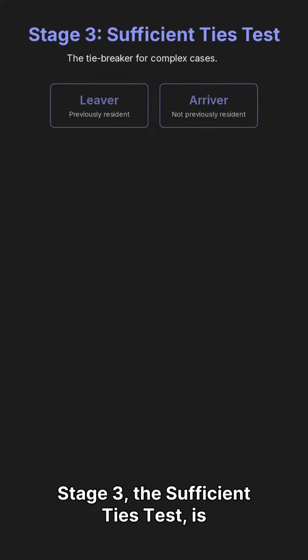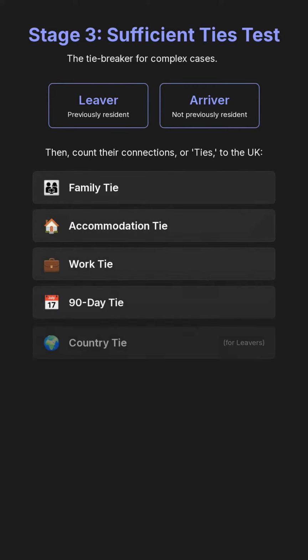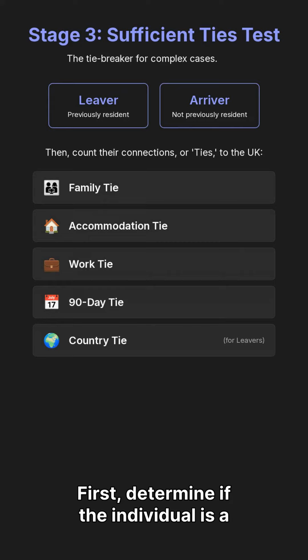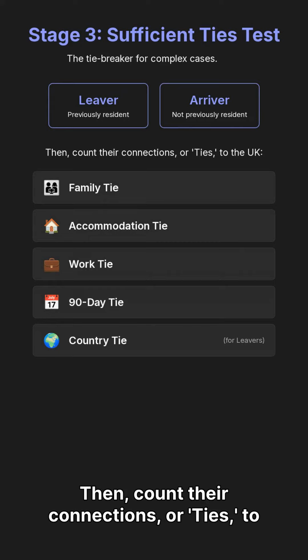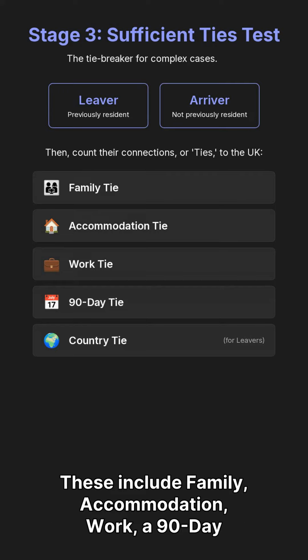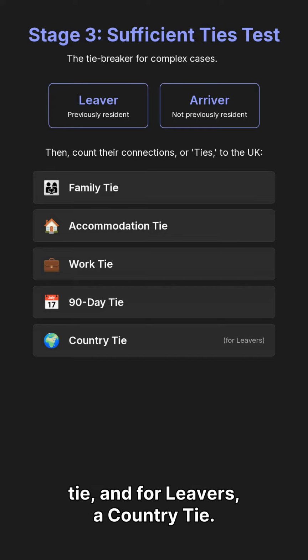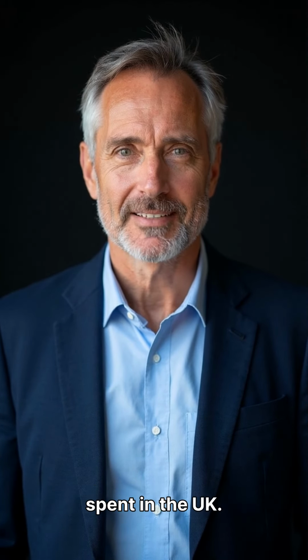Stage 3, the Sufficient Ties test, is the tiebreaker for complex cases. First, determine if the individual is a leaver or an arriver. Then, count their connections, or ties, to the UK. These include family, accommodation, work, a 90-day tie, and for leavers, a country tie. The number of ties needed to be resident depends on the number of days spent in the UK.